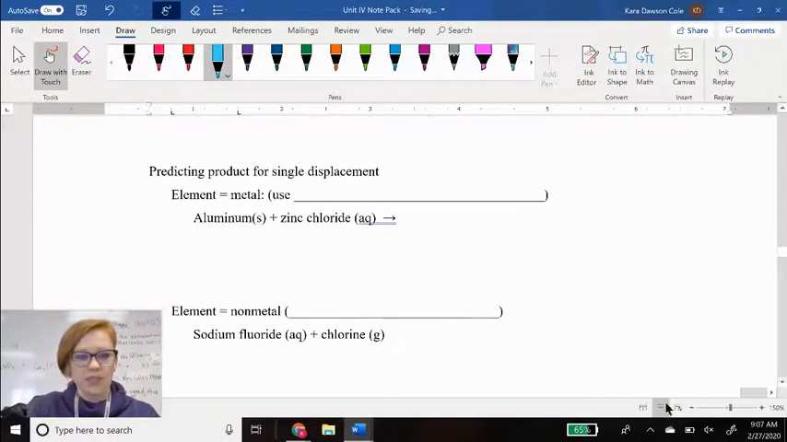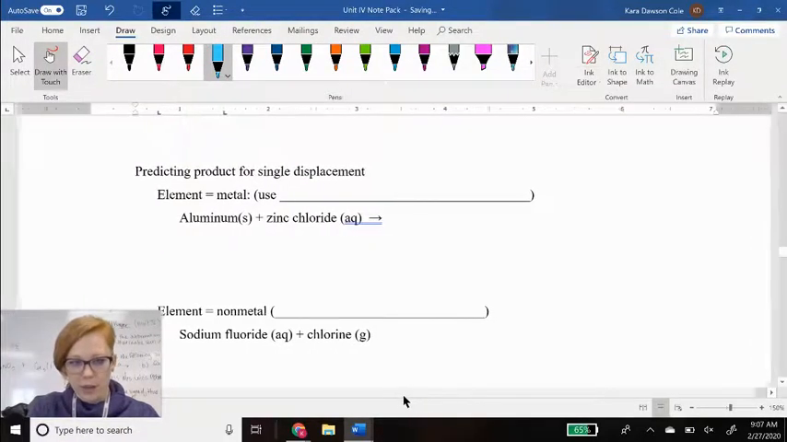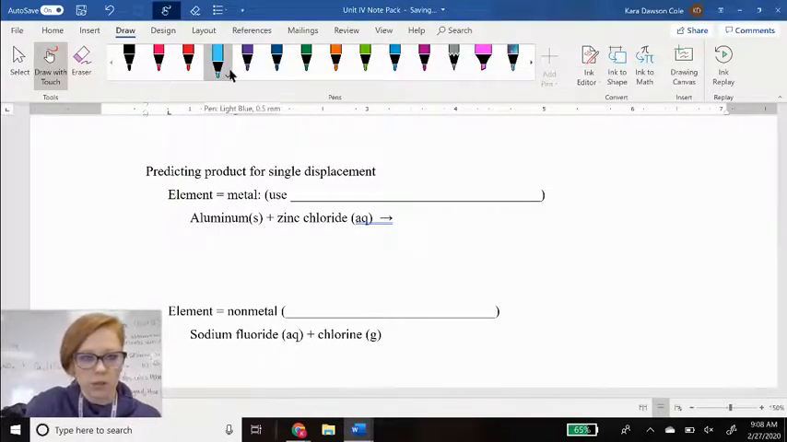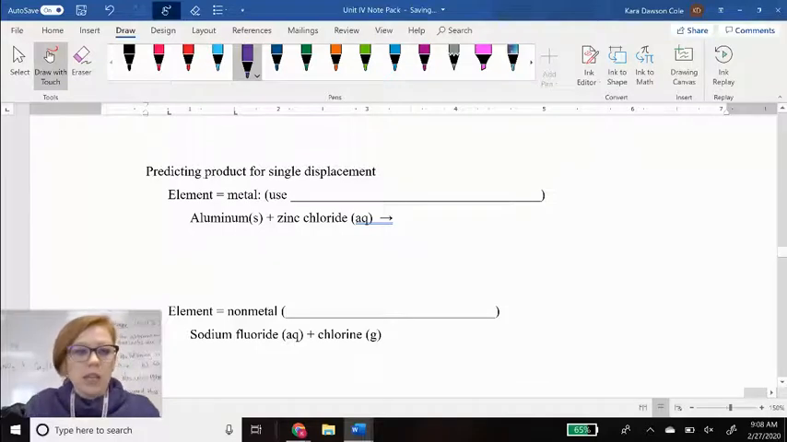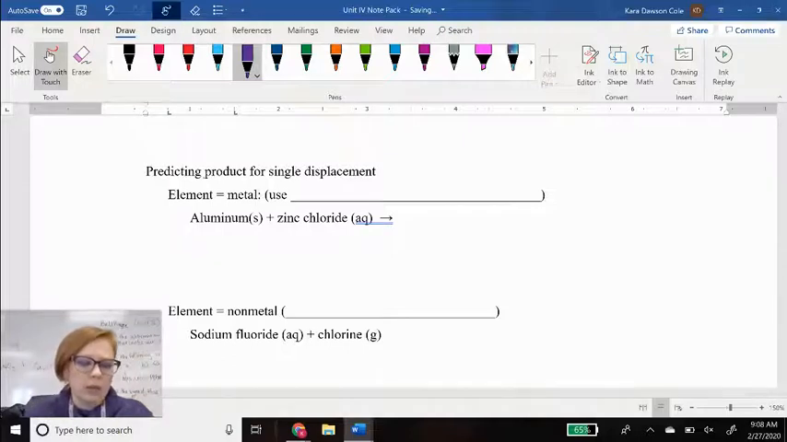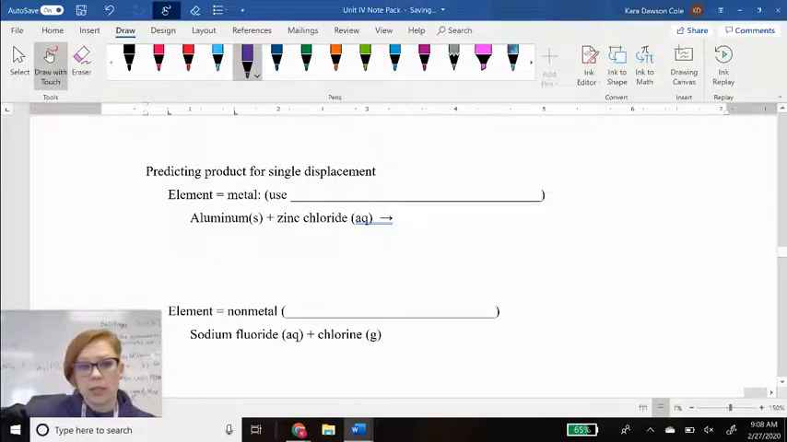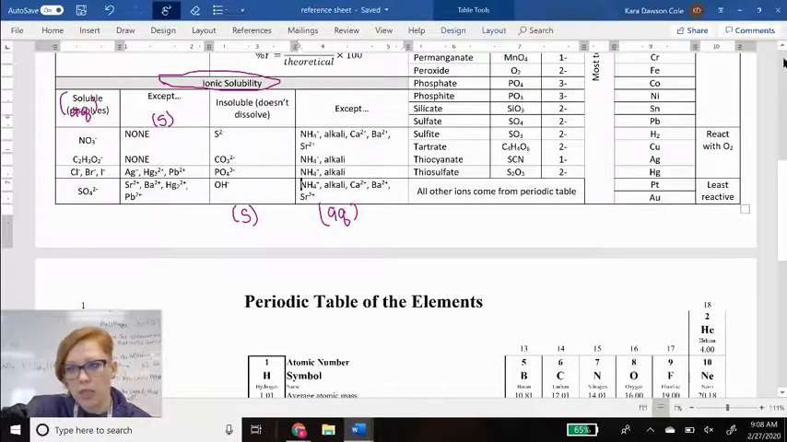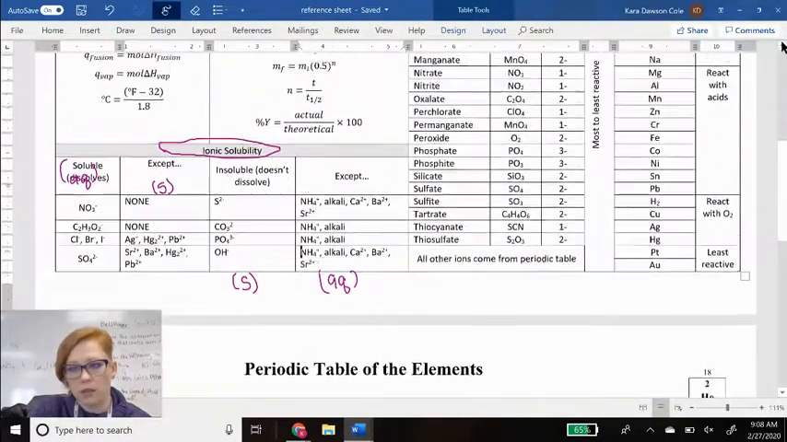All right. So the next type of reaction that we have is a single displacement, or a single replacement, whichever one you want to call it, right? You have two different single replacements. You have it where the element is a metal, and then you have it where the element is a non-metal. If the element is a metal, you are going to use the activity series to see if the reaction is going to occur. The activity series is on the reference sheet, in the lower right-hand corner.